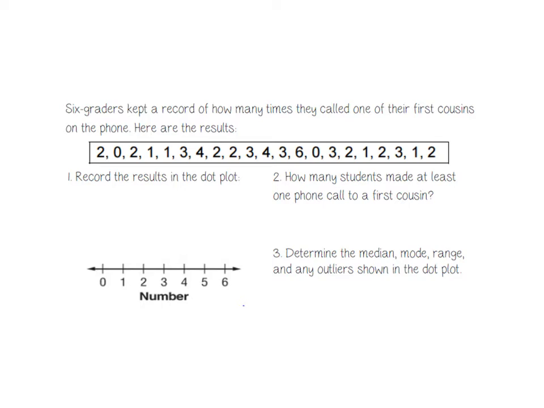So this problem says 6th graders kept a record of how many times they called one of their first cousins on the phone. Here are the results. So those things you play games on, you actually can call people on them. Those are called a phone. So anyway, here's the numbers. So it asks us, the first thing is to record the results on the dot plot. So every time I see a number, I'm going to put a dot where that number is.